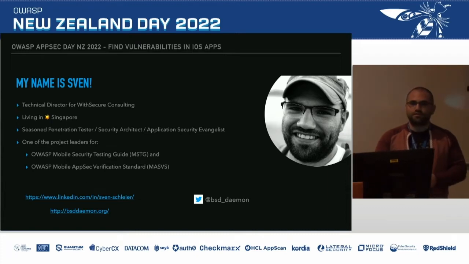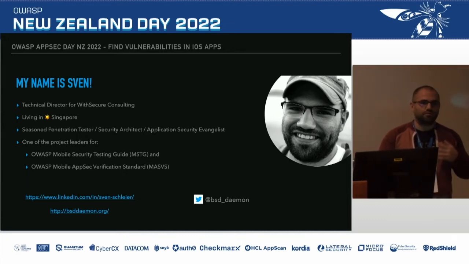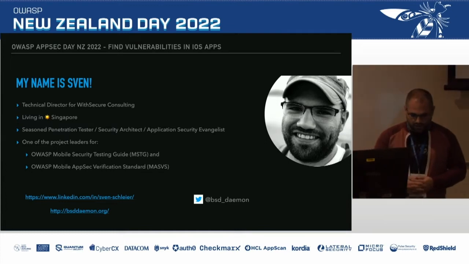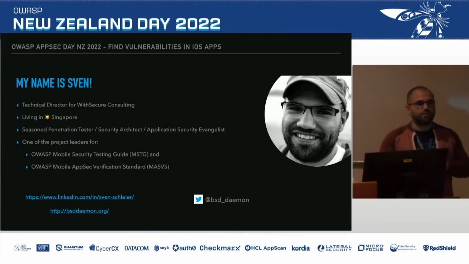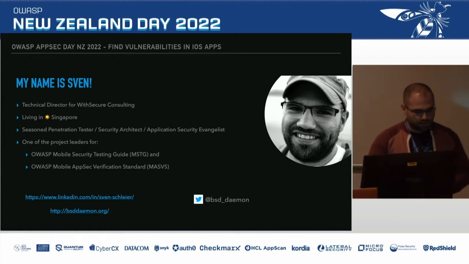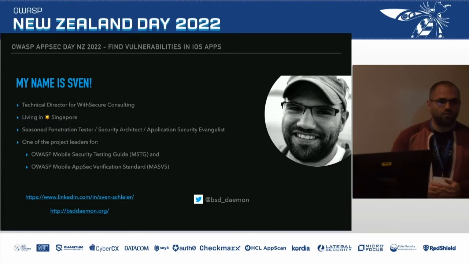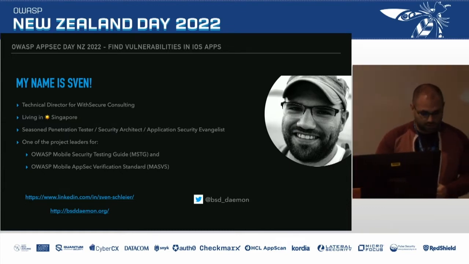I've been doing pen testing for quite some time. For roughly 12 years, I've been in cybersecurity. The majority of the time I was doing pen testing, a lot of application security, mobile pen testing, everything around it. I was also working as a security architect for a while, and in general I try to advocate for application security, which I'm also doing as part of the OWASP Mobile Security Testing Guide project, where I've been one of the project leads since 2016.